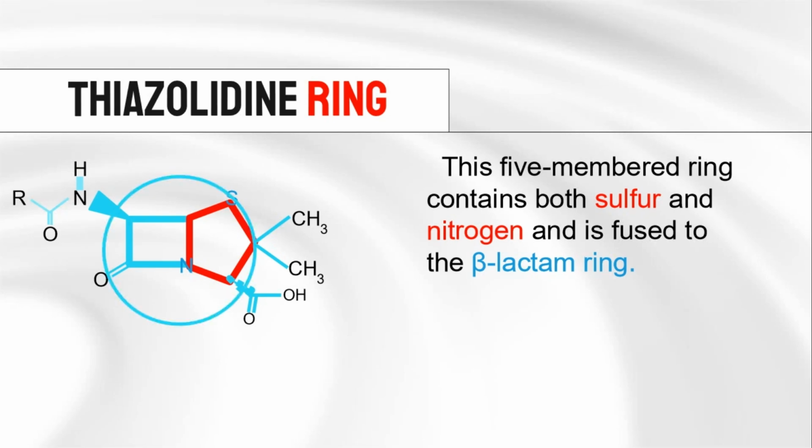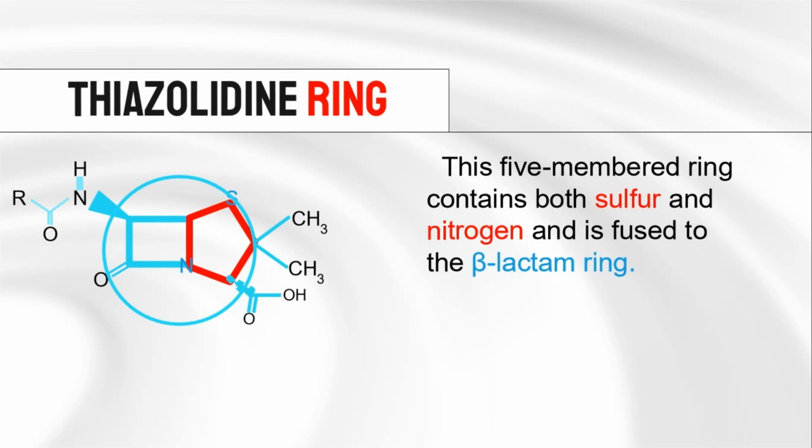This rigid, bicyclic system plays a crucial role in stabilizing the beta-lactam ring, which, due to its strained four-membered geometry, is inherently unstable. The thiazolidine ring maintains the spatial conformation necessary for effective binding to penicillin-binding proteins, or PBPs, those vital bacterial enzymes responsible for cell wall synthesis.